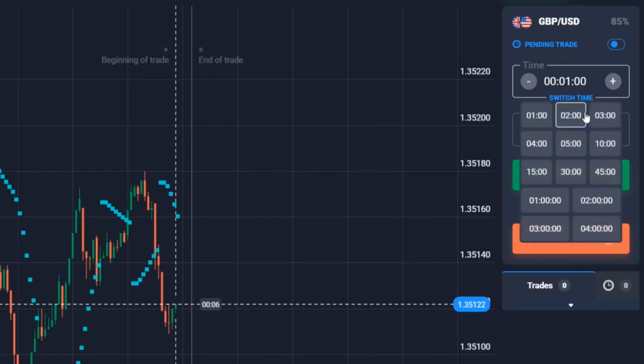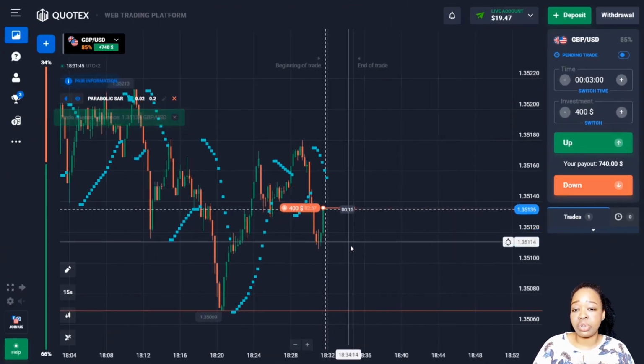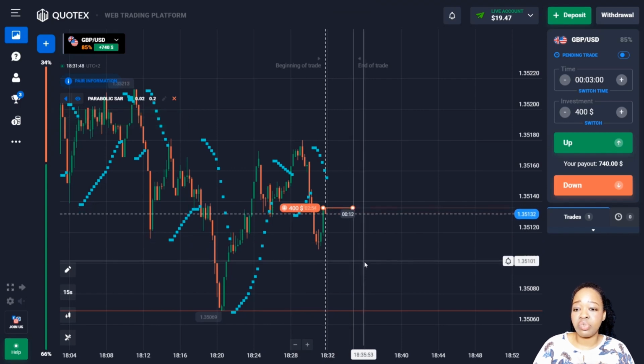I'm going to open a down trade for 3 minutes due to this downward movement because I see there is room towards the support level. I think 3 minutes will be enough time for this trade here. I want to check and see what will happen.